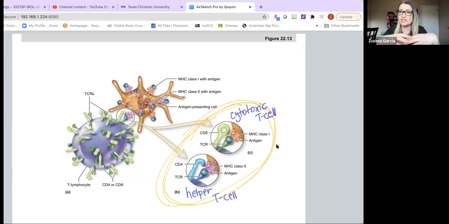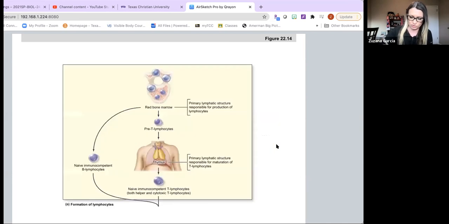And the MHC class 2 molecules, these are found on your antigen presenting cells. And so you're going to show this to the regulator of the immune response, which would be your helper T cell. Okay. So that's how those go.